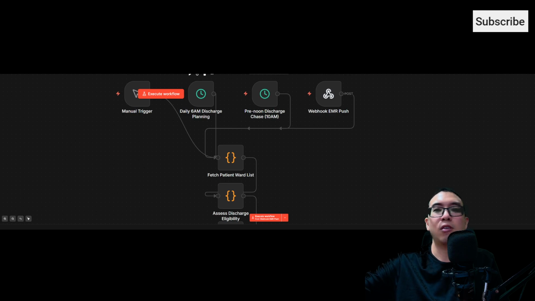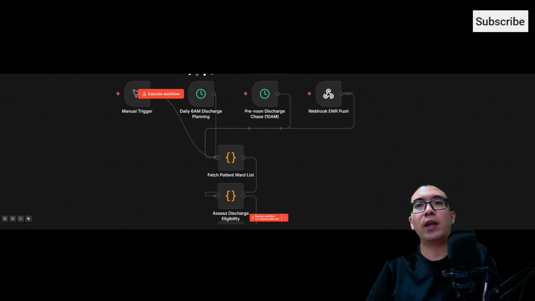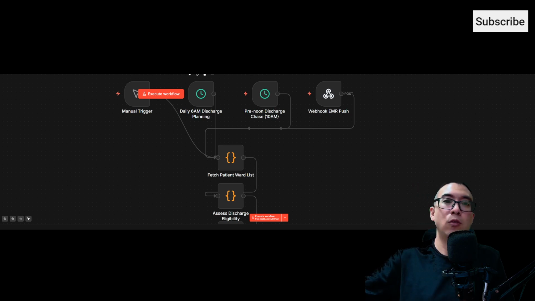Some people's morning discharge run is 8 a.m. for example, so it's not 6, it could be 8 a.m. It fires before the ward rounds, which are normally around 7:38. So by the time the consultant walks into the ward, n8n has already assessed every patient and published discharge recommendations in the form of Slack messages.